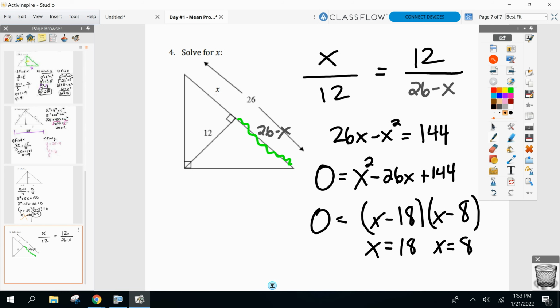Is there a need to reject here? 18, going to get a positive answer either way. 8, going to get a positive answer either way. So, hey, sometimes we do, sometimes we don't.